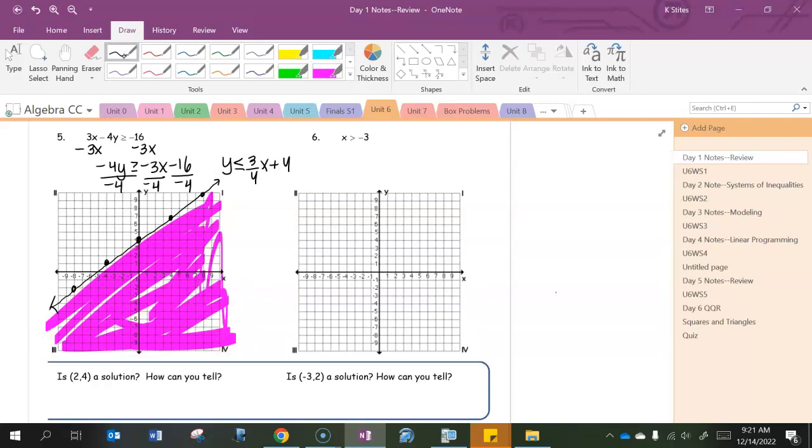Okay, now you have a question underneath here. Is (2, 4) a solution? There's (2, 4), and this is a yes, and we know because the point is in the shaded region.